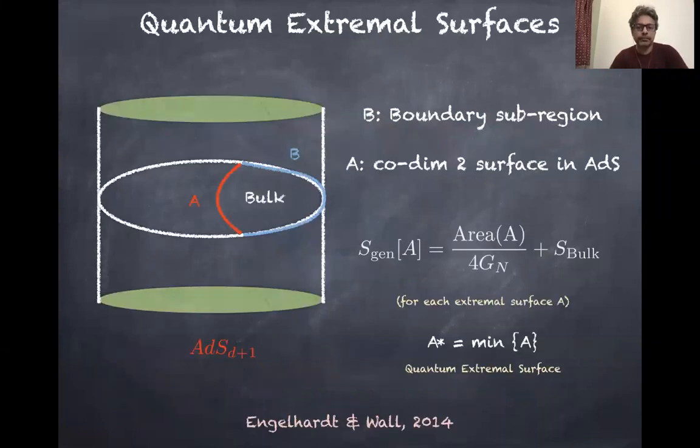So for example, one of the first ingredients that you need in this particular topic is something called a quantum extremal surface. So let me try to explain what that is.